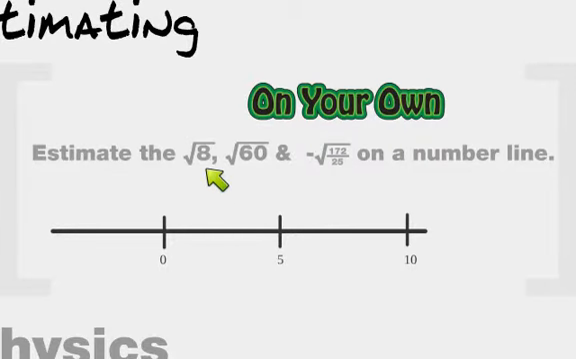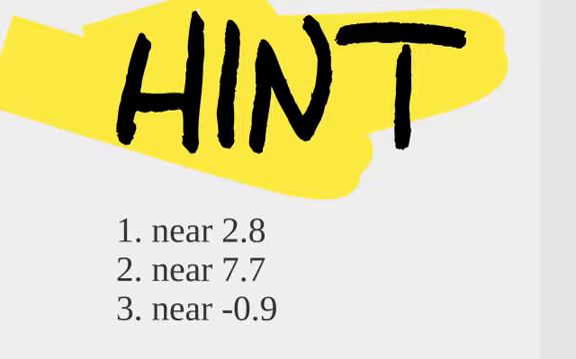Well, what's close to the square root of 8? Well, the square root of 9, which is 3. So you're going to put it somewhere close to 3, in between 3 and 4. Well, the square root of 60, what's that close to? Well, that's close to the square root of 64, so it's going to be close to 8. I'll let you do this one on your own. Remember with the rules of square roots, you can take the square root of the top number and then the square root of the bottom number, so it's going to be something divided by 5. All right. So, near 2.8 here, 7.7, and somewhere close to -1.